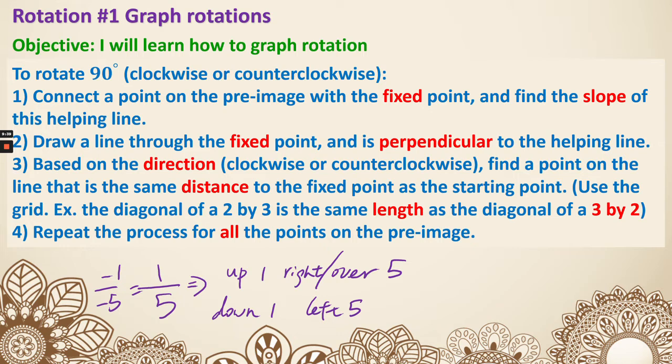Or let's say if you have -2 over 3. That also has 2 different ways to see it. You can also rewrite that to be 2 over -3.